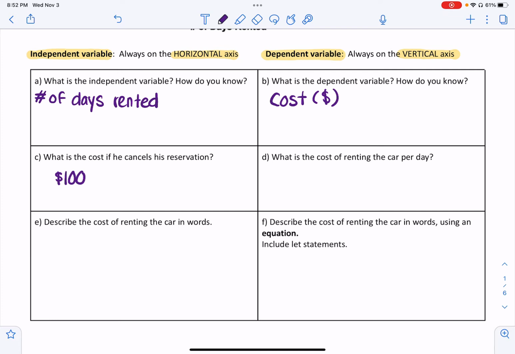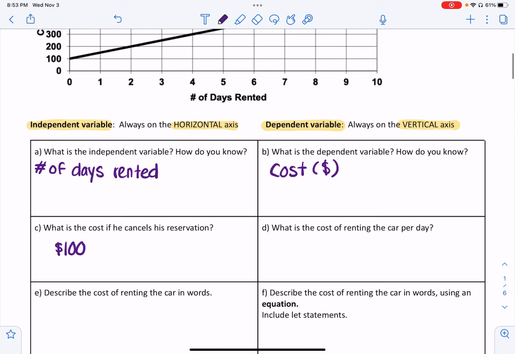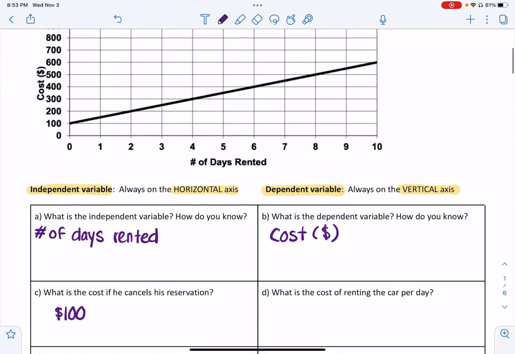So this $100 could include the company preparing the car, getting it ready, reserving it for him, ensuring that it's at the right pickup point. He hasn't even had a day with the car, but he already owes them $100. Now for question D, we want to determine the cost of renting the car per day. When we're thinking about how much we're renting the car per day, we're really thinking about how much the cost is increasing per day. Basically, how quickly our line is increasing or the slope.